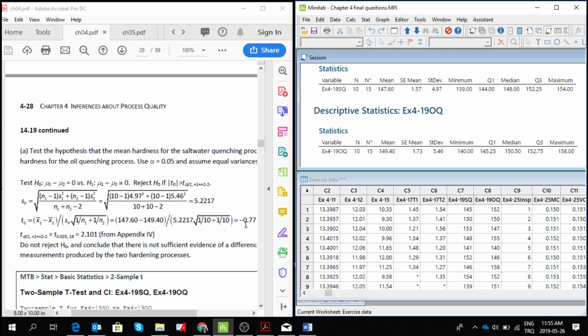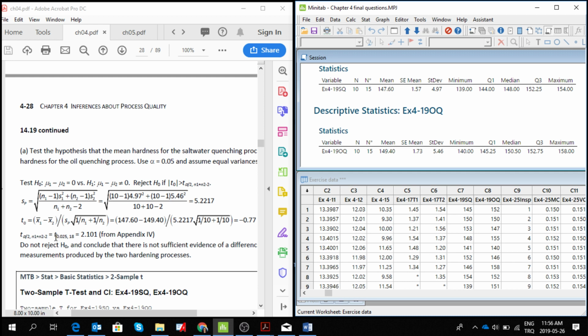So even if I ask you to do it by hand, you can use the descriptive statistics to get an answer. And then you're going to use the tables to get the T alpha over 2, n1 plus n2 minus 2. Degrees of freedom is 10 plus 10 minus 2, which is 18. And alpha is 0.05. If you take half of it, this is 0.025.